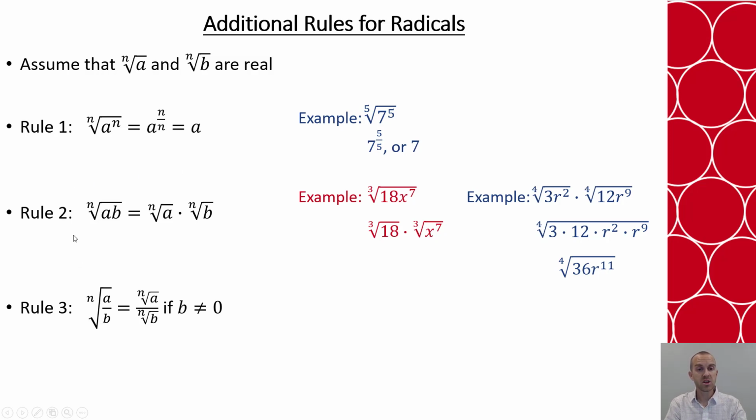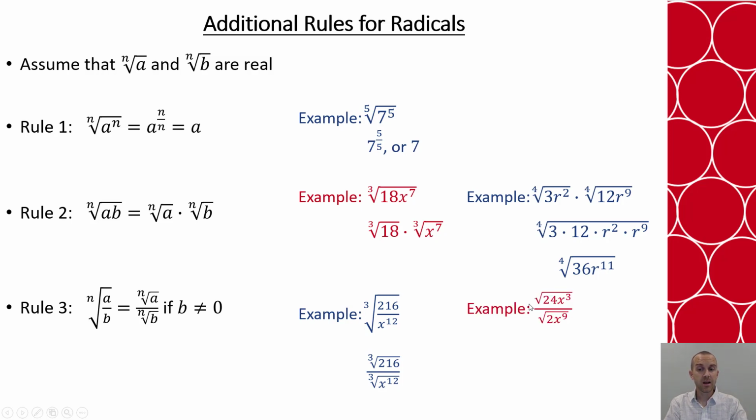If I can do my rule with a radical as multiplication, the same can be true with division as long as my b value does not equal 0, because I cannot have 0 in a denominator. So, say I had the cube root of 216 over x to the 12th. I can actually simplify the cube root of 216 divided by the cube root of x to the 12th. That can be simplified. In this form, I can't do much with it.